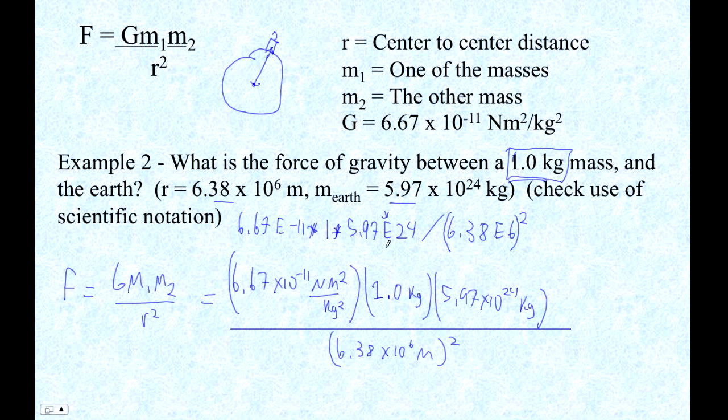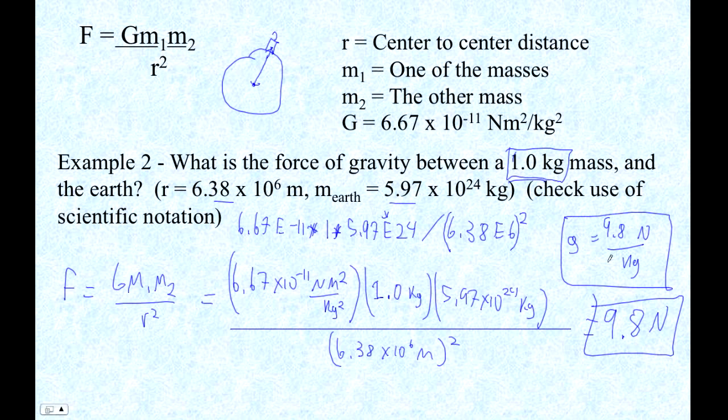So I'm going to go times 1 times 5.97 e24, divided by 6.38 e6 squared. And I get 9.78. So about 9.8 newtons. And of course, this is our g, 9.8 newtons per kilogram. Ta-da. So change the mass of the Earth, make it bigger, that gets bigger. Make the radius of the Earth bigger, but don't change the mass, that gets smaller. Which is interesting.